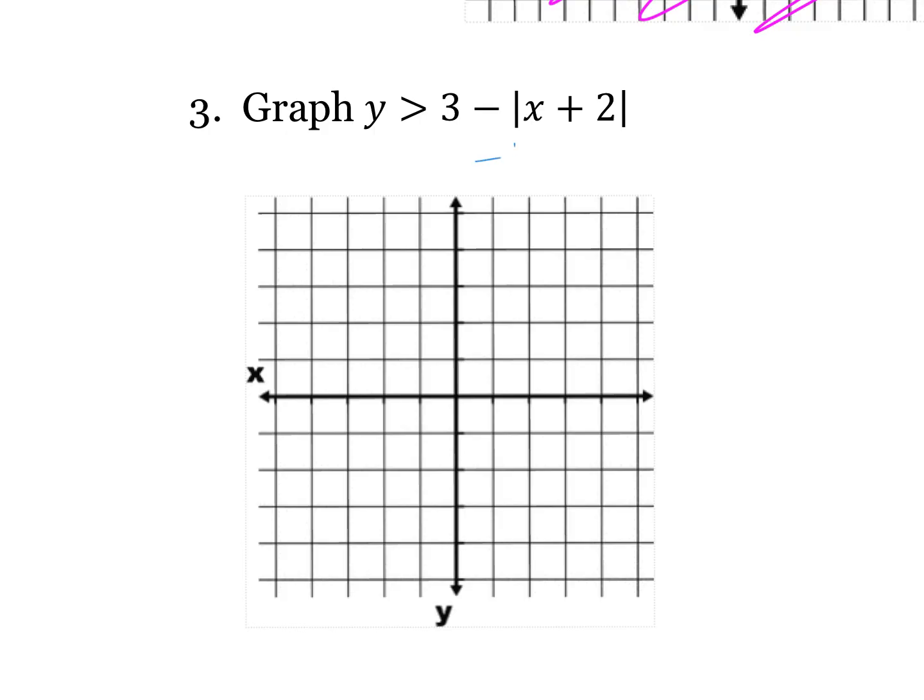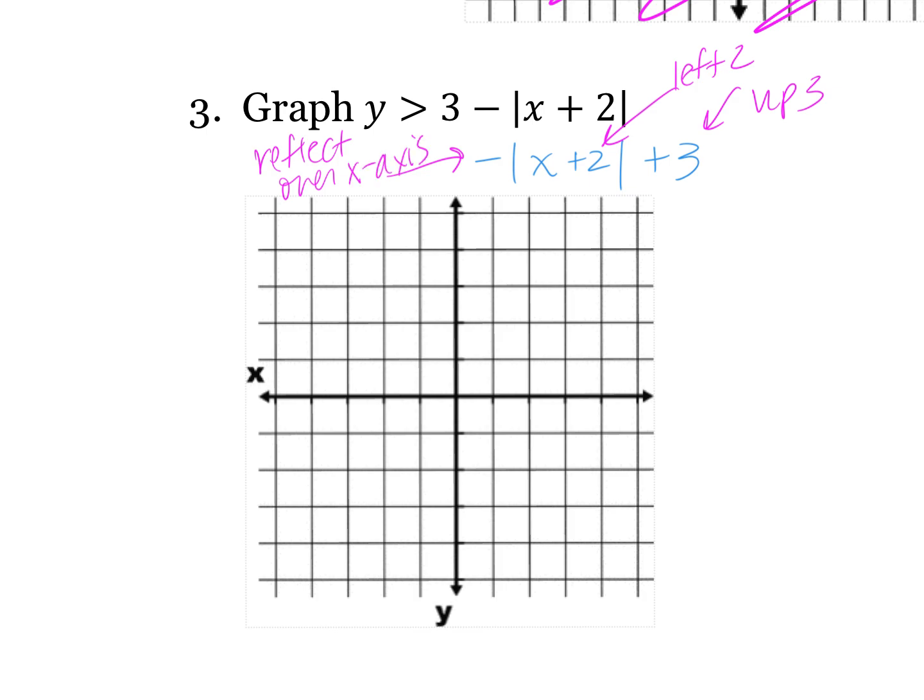You guys, isn't this the same thing as negative absolute value of x plus 2? I could just throw that 3 at the end. Luke's saying this 3 is going to take it up 3. This 2 is going to make it left 2, and this negative is going to reflect it over the x-axis. Some people were thinking that 3 might have made it skinnier, but it would have to be multiplied by that x to make it skinnier. 3x would have made it skinnier, but it's just chilling. You said left 2, up 3, and we got to face down.